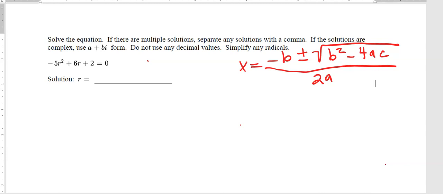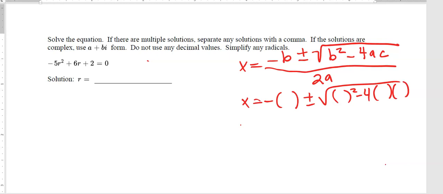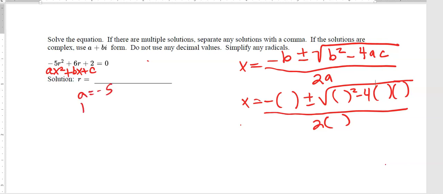But once you have it memorized, I recommend replacing every variable with a set of parentheses. That way, when you put in your A and your B and your C, you don't screw up the signs. So A is always the number in front of the x squared, B is the coefficient in front of the x, and C is always a constant by itself. So in our case, A is -5, B is 6, and C is 2.